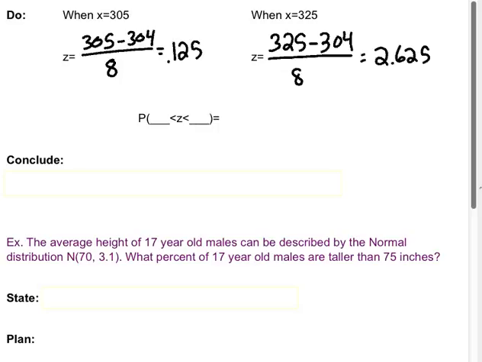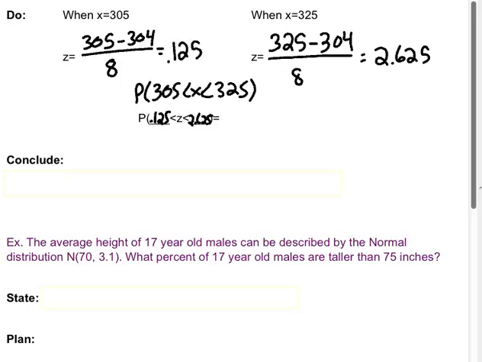so here, what you need to do is always standardize your information, okay? Whenever you're looking for normal calculations, always standardize. So what started as a probability of x being between 305 and 325 is now turning into a probability of z having a z-score between 0.125 and 2.625. Okay? And once we have those z-scores, once I've noted it in z-score context, now we can do what we did yesterday.